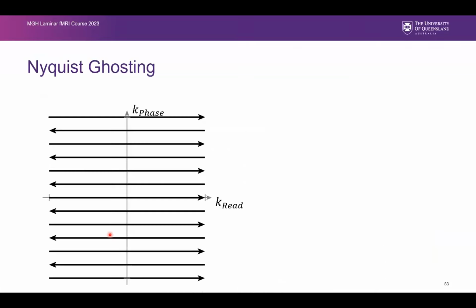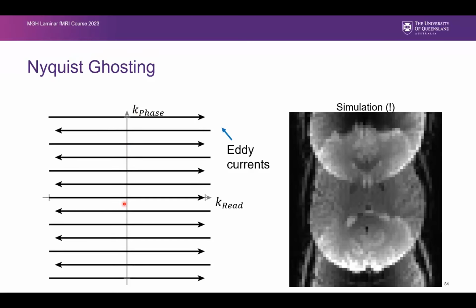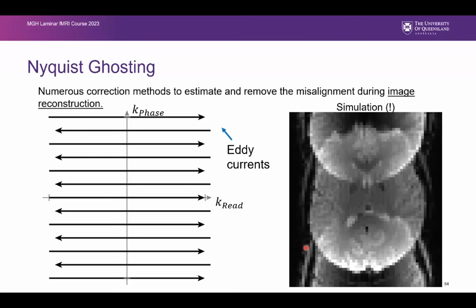Nyquist ghosting is another one. So you usually have eddy currents that basically displace our K-space lines a little bit, so the odd and even echoes don't match up anymore. And if you take it to an extreme, you get these ghosts in your image. I would say you shouldn't see that. So this should be removed during the image reconstruction. And I don't know, do you have any examples where that's really coming in?